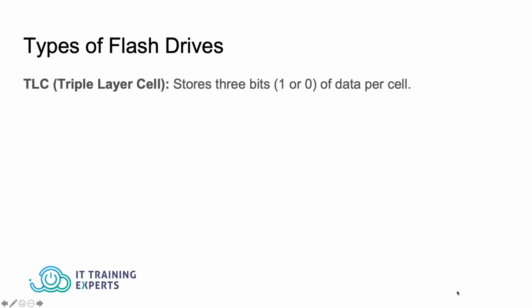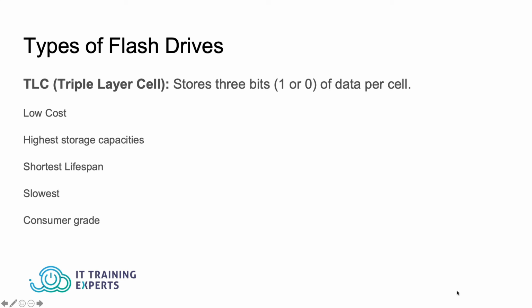Next is the TLC drive, or triple layer cell. This stores 3 bits of data per cell. So with that, it is the lowest cost, or most affordable, drive on the market. It has the highest storage capacities because we're storing 3 bits of data per single cell instead of 1 or 2 like SLC and MLC. It does have the shortest lifespan, so from a reliability standpoint, it tends to be worse than an SLC or an MLC drive. It is also the slowest, so from a performance standpoint, it does not perform as well as the other two, and it would be considered what we call consumer grade.